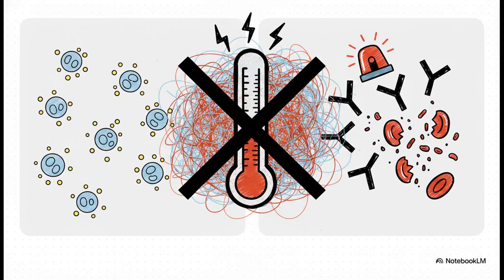Contrast that with an acute hemolytic transfusion reaction, or AHTR. This is a life-threatening ABO mismatch where host antibodies attack donor cells. The trap here? Both present with a fever. The fever itself is just mere noise. If you focus solely on that, you're going to miss the case entirely.